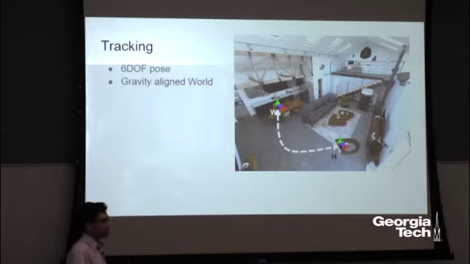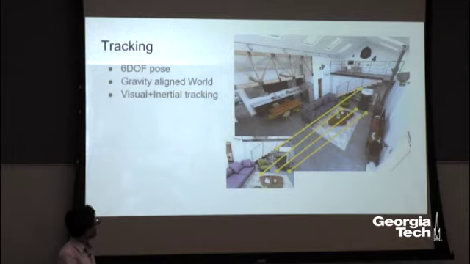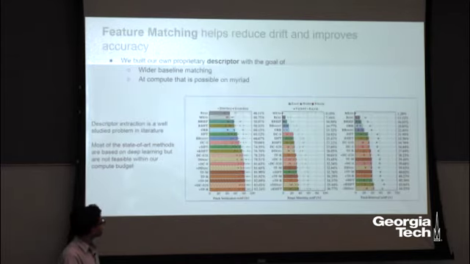We also want it to be gravity aligned, because you want all these environments to be aligned to gravity and behave with respect to your real world. And at the same time, you want to be able to track key points, track map points, and fuse vision and inertial information to be able to solve this problem.